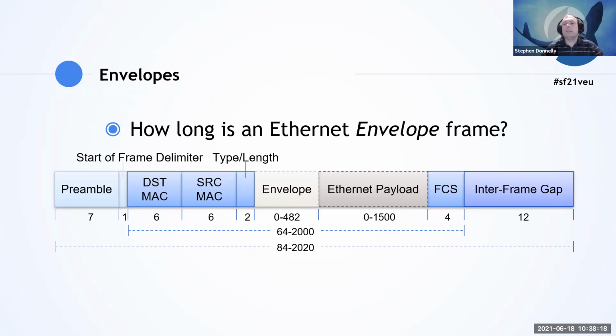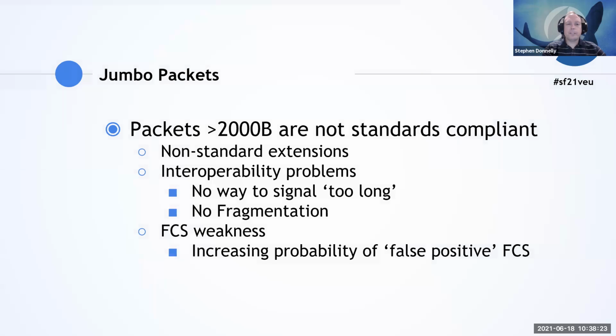But you might be thinking, hang on, I'm pretty sure I've heard of packets that are bigger than 2000 bytes. What about jumbo packets? Well, jumbo packets, anything over 2000 bytes, are not IEEE Ethernet compliant packets. They are non-standard or vendor extensions, and they can potentially cause interoperability problems. The reason being that there's no way for an Ethernet device to signal back to a sender that the packet that it sent was too long. The only thing that it can do with the Ethernet packet that's too big is drop it. It can't fragment it or forward it in any way.